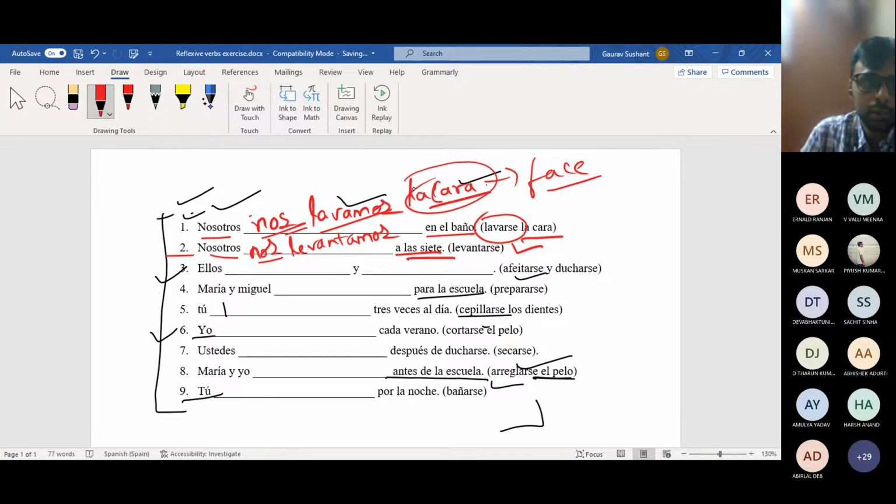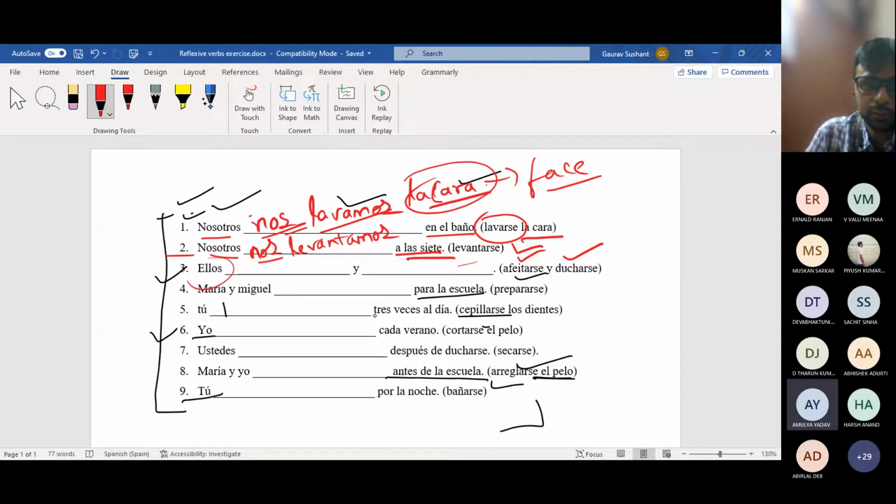Number three, there are two verbs given, afeitarse and ducharse. You don't have to be worried. You have to conjugate both the verbs according to the subject. It is not like only one verb will be conjugated. Both the verbs will be conjugated. So, Amulya, can you try?